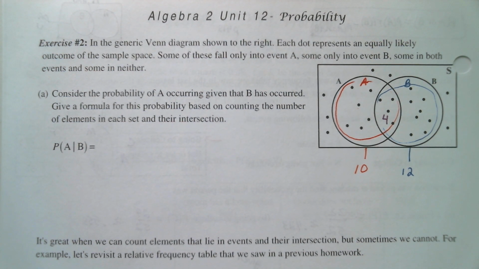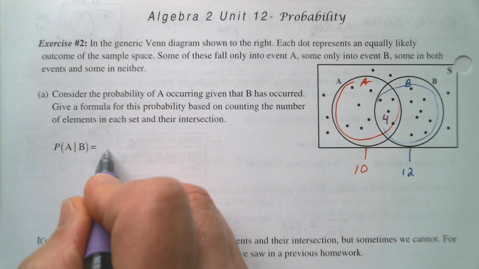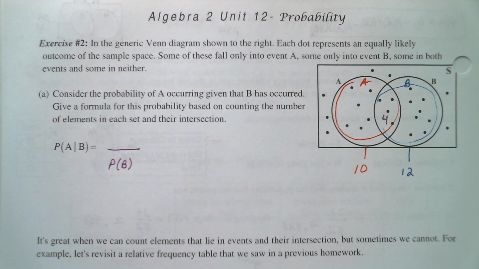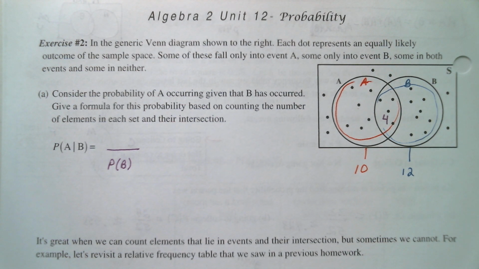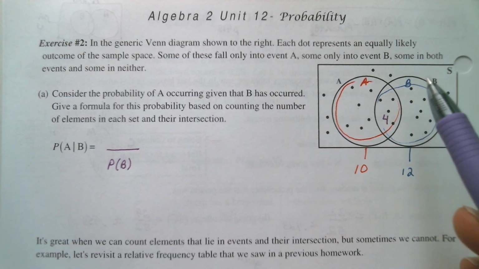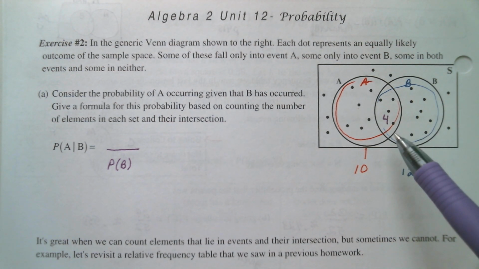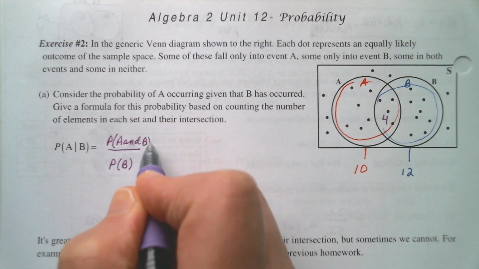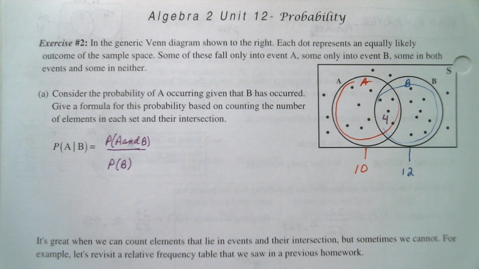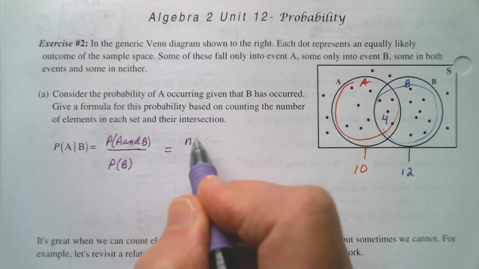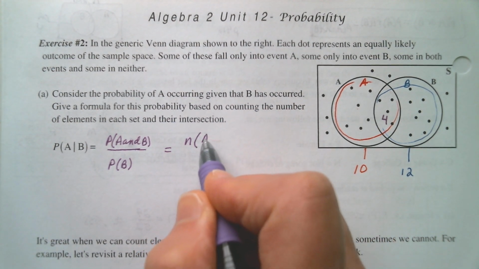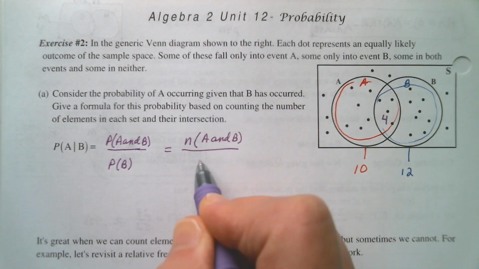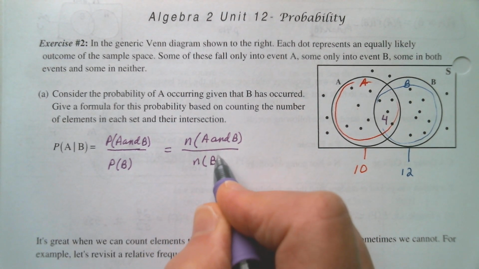So the probability of A given B, well, we know that the denominator is the probability of B, and the numerator is, given that we're in circle B, what's the probability that it's A? And that is the intersection. So the probability of A and B is the numerator. It says counting the number of elements, so I'll switch to element numbers. That means it's the number of elements in the intersection A and B divided by the number of elements in circle B.